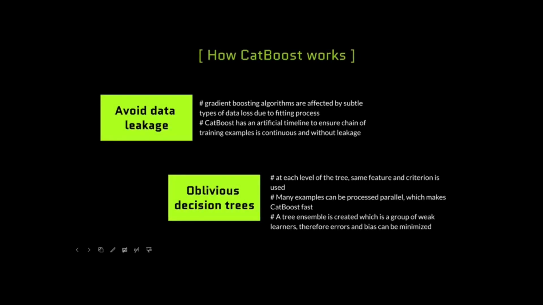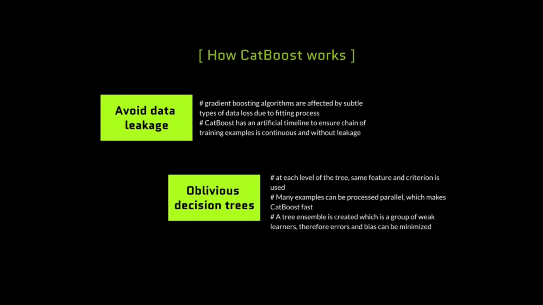A relative newcomer in the field of gradient boosting algorithms is CatBoost. This algorithm differs from other gradient boosting algorithms by two main items. First, other gradient boosting algorithms are affected by subtle types of data loss due to the overfitting process they undergo. CatBoost addresses this by using an artificial timeline to ensure that the chain of training examples is continuous and without leakage.